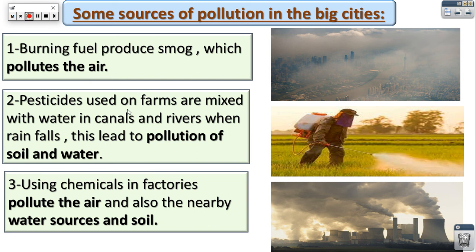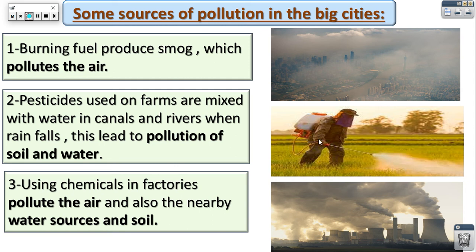Pesticides are used on farms and mixed with water in canals. Let's know what is the meaning of pesticide. Can you see? The farmer is putting pesticide on the plants. Why do they do this? To kill the harmful insects on the plants. These insects eat the plants, so they don't want this. They don't want the plant to be eaten by the insects, so they put pesticide to kill these insects.